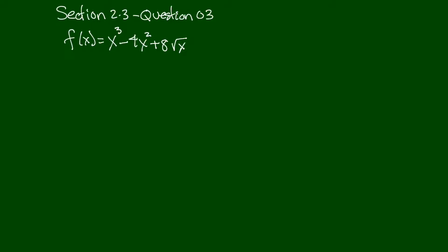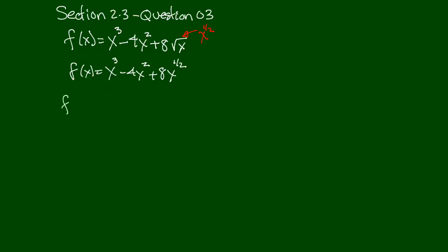Problem 3 asks us to find the first 4 derivatives, and I'm going to start this problem by making a change right here. I'm going to change this to x to the 1/2 because our differentiation rules deal with exponents, not radicals. So I'm going to rewrite f of x as x cubed minus 4x squared plus 8x to the 1/2. All right, that's the function we'll deal with.